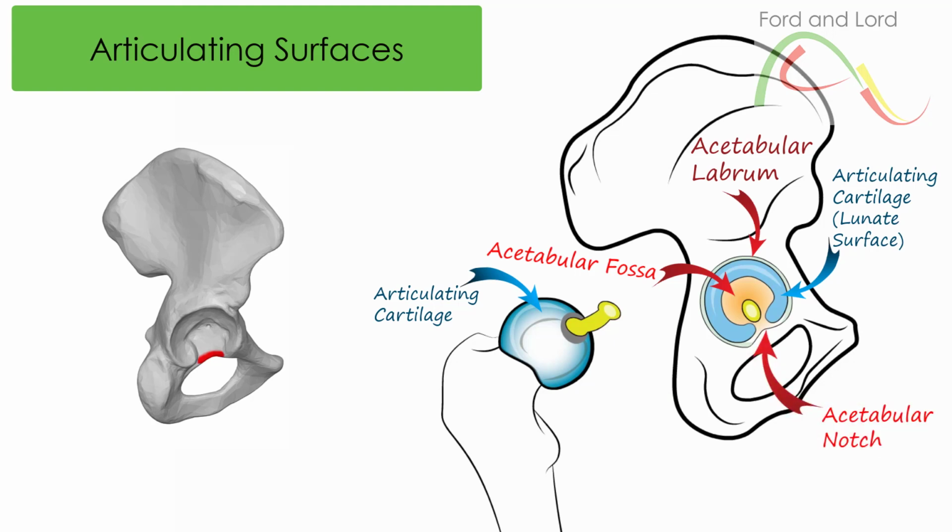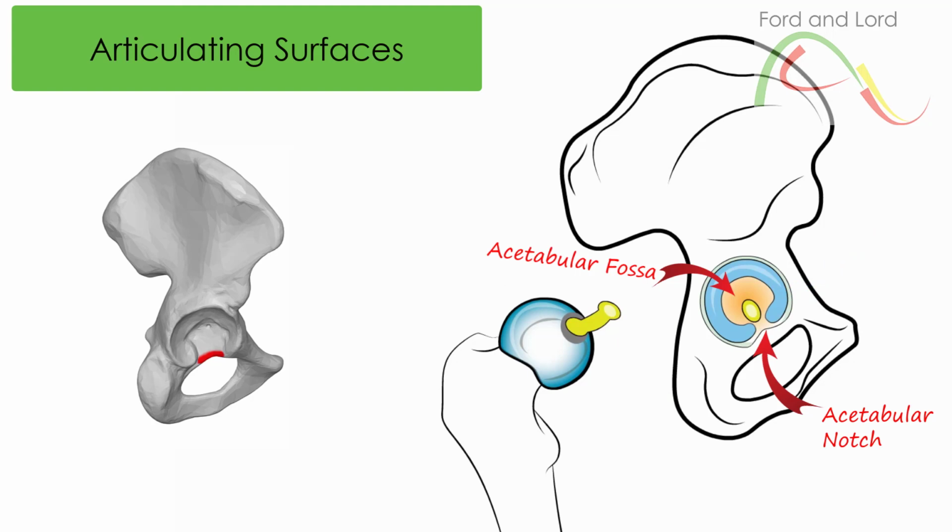The acetabular notch is continuous with the acetabular fossa at the bottom of the cavity. This depression is perforated and has a mass of fat. The notch is converted into a foramen by the transverse acetabular ligament. Vessels and nerves enter the joint through the foramen.